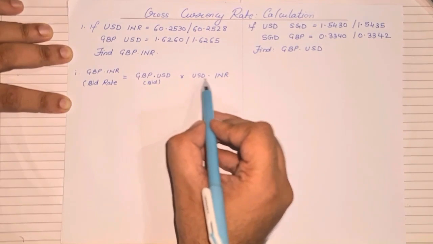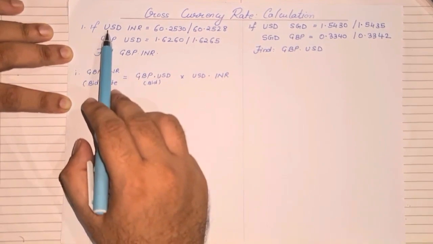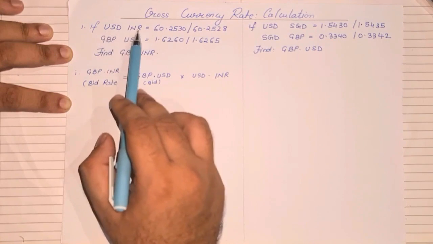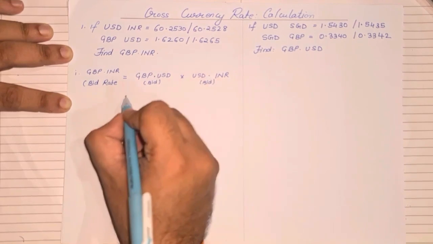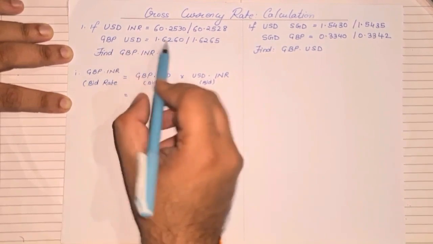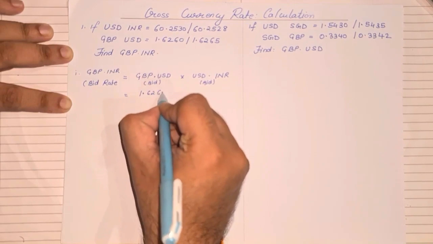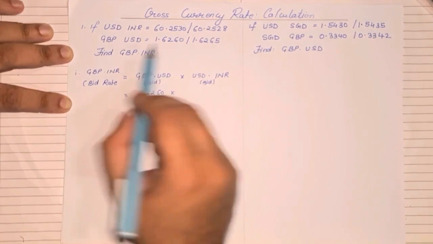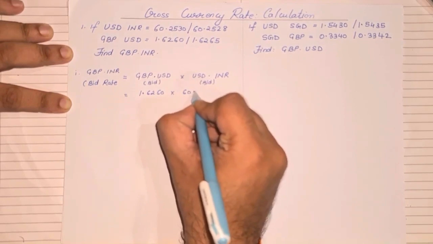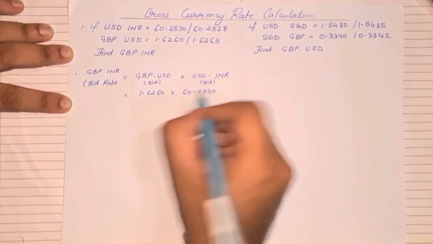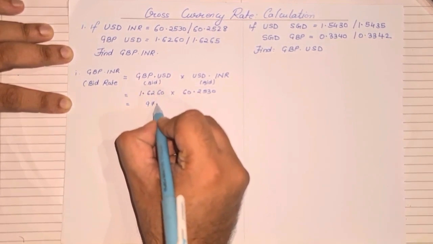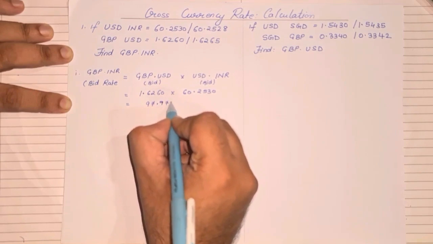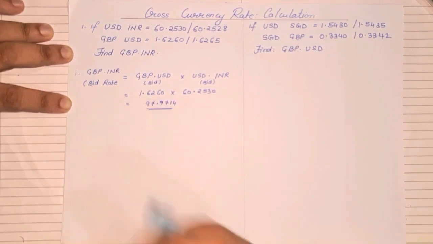And secondly, USD to INR. Again, in the question it is directly given to us as USD to INR. If it is in the same order, take the rate as it is. Here also we'll be taking the bid rate. So the bid rate for GBP to USD was 1.6260, multiplied by the bid rate of USD to INR, which is 60.2530. Very simple. Multiply them and the value that we should get is 97.9714. Remember, up to 4 decimals we need to consider.